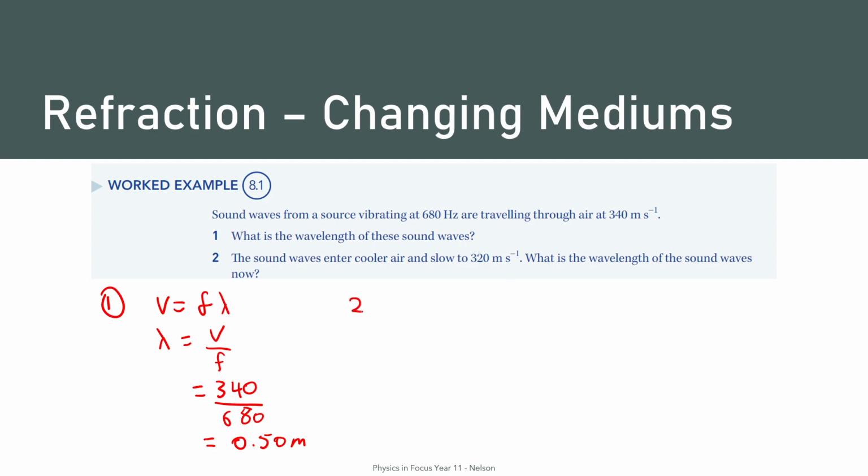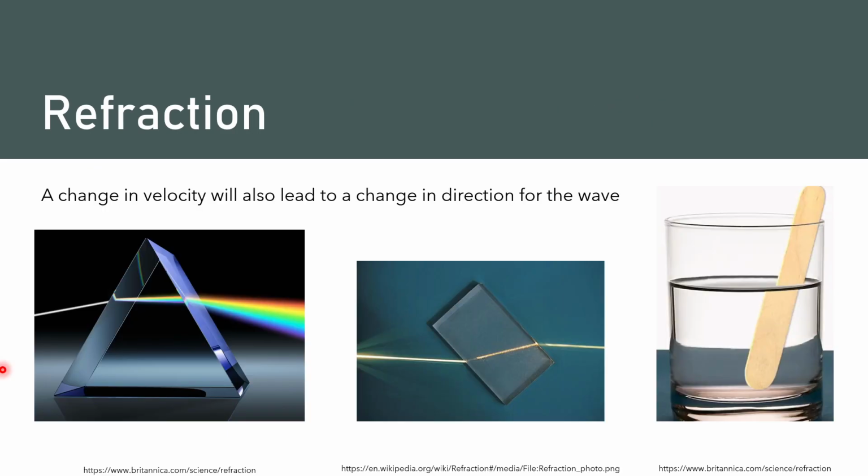However, again, in question 2, this wavelength will change, not because of a change in frequency, but because of a change in velocity as we move into air of different temperature, thus different density. So again, we're calculating for wavelength here. We just need to substitute in our new values. This should give us an answer of 0.47 meters. In other words, we have a 3 centimeter difference here in wavelength as the sound travels through air of different temperatures and density.